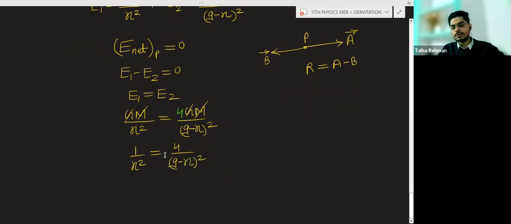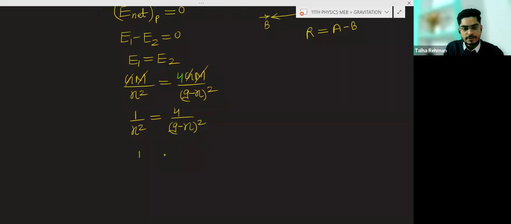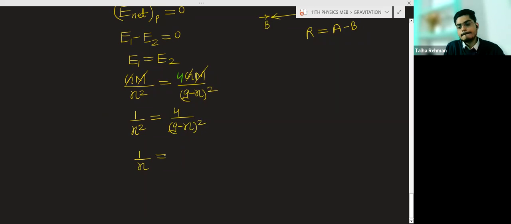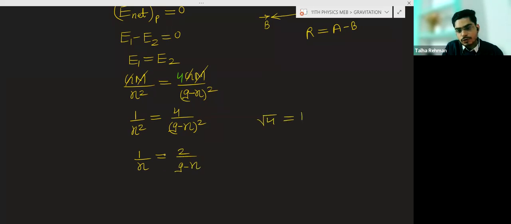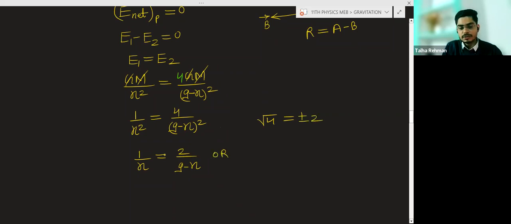Take the under root on both sides. So you will get 1 upon x, and here you will get 2 divided by 9 minus x. Now under root of 4 is basically plus minus 2, so we have to consider one more case. Here it will be 1 by x is equal to minus 2 divided by 9 minus x. So we have to find the value of x from this and this.